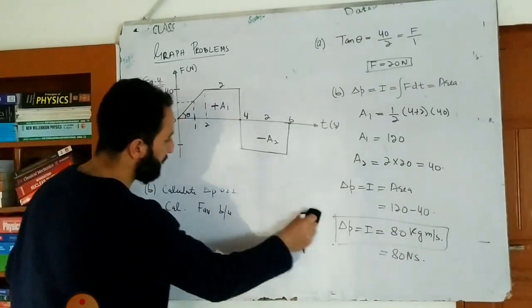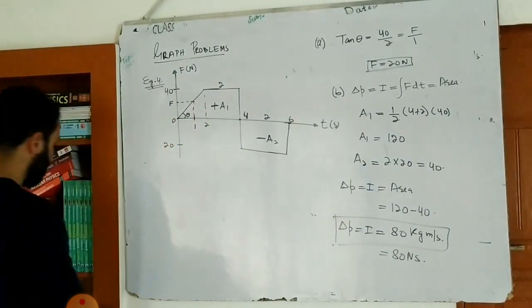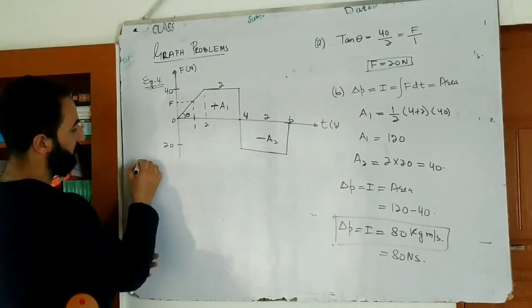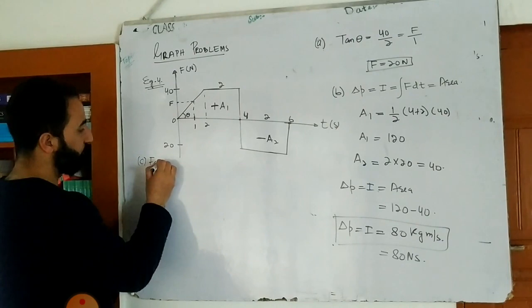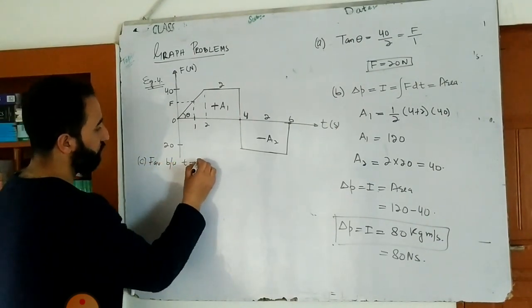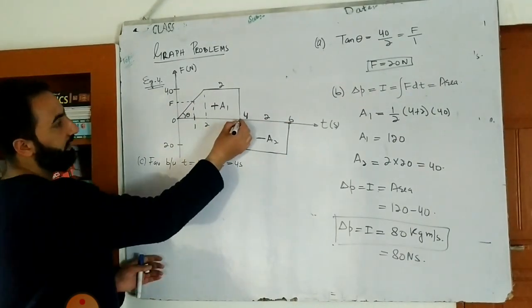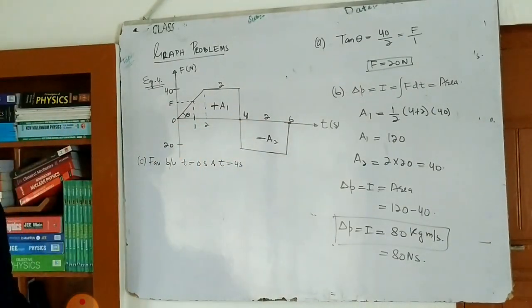Okay, we have to calculate the average force. C part is that average force between t equal to 0 and t equal to 4 seconds. So C part is like this. We have to calculate the average force between t equal to 0 seconds and t equal to 4 seconds, not after this. So we have to calculate area only up to 4 seconds. Okay.